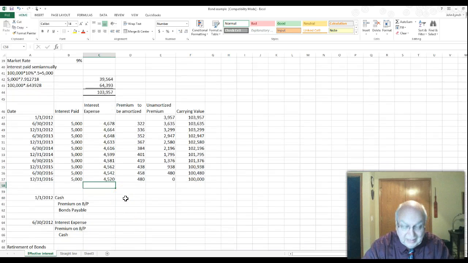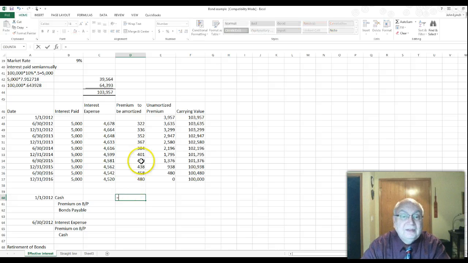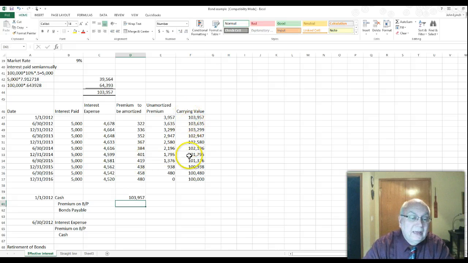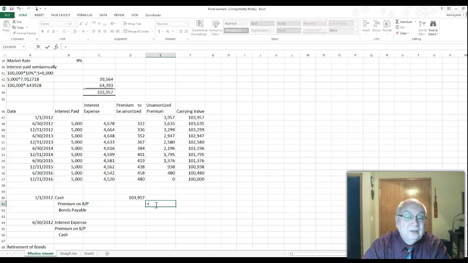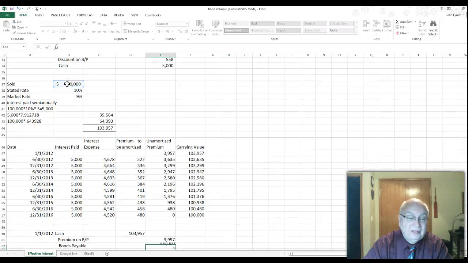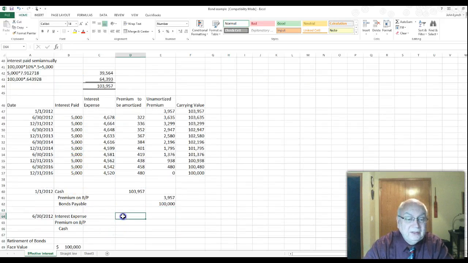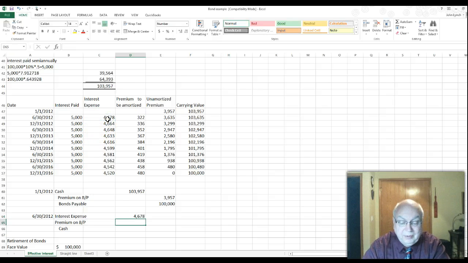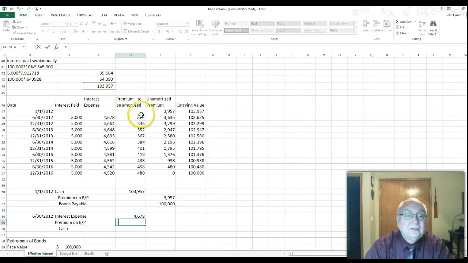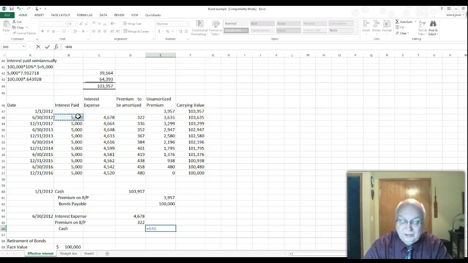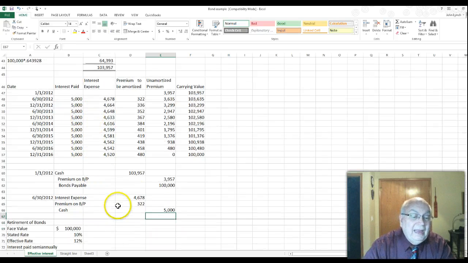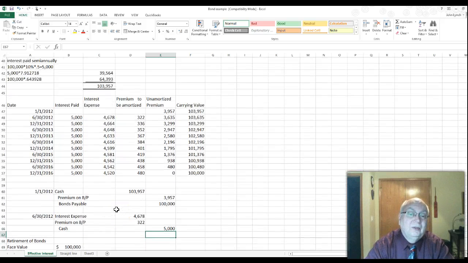So the cash is the same way. It's equal to what you received, which is 103. Now premiums are a credit, so I'll go on the credit side, and that will be for 39.57. And of course, your bonds payable is still your 100,000, because that doesn't change any. And this is done the same way. Interest expense is 46.78, but premiums are a debit, so that's for 322. And the cash is the 5,000. And you would continue on with this as you go through.